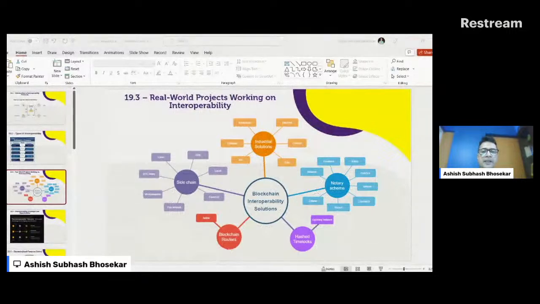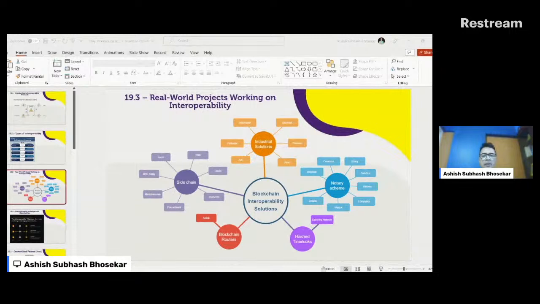There are several more real-world projects which are working towards interoperability. For instance, there's something called Wanchain, which focuses on cross-chain assets and smart contract functionality. Then we also have AION, which is an open application network that aims to connect various blockchain platforms. These initiatives are driving the industry closer to seamless communication.